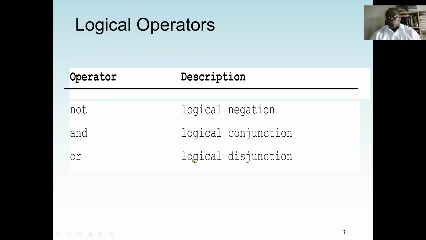Or is logical disjunction, which means all we need is only 1 condition to be true. So if I have 2 conditions and 1 is true, I'll get true output. If both of them are true also, I'll still get true output. Now, if I have 10 conditions and 9 of them are true, I'll still get true output. If 1 is true, I'll still get true output. If all of them are true, I'll still get true output. So the only time I'll get false is if all of them are false. And with and, the only time I'll get false is when at least one is false, and the only time I'll get true is when all of them are true.